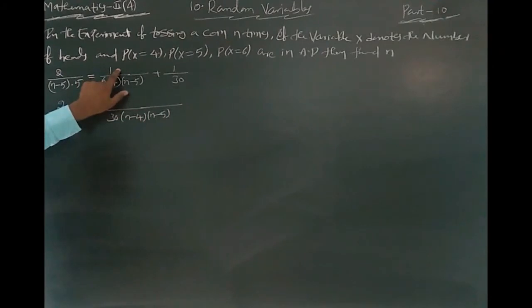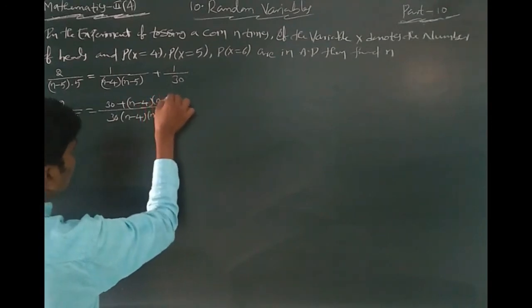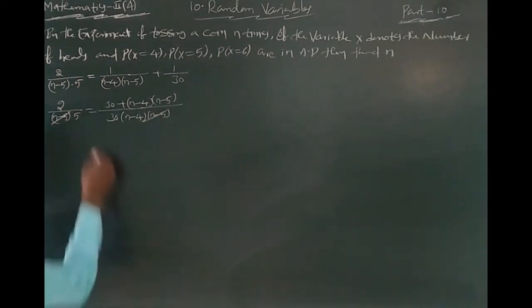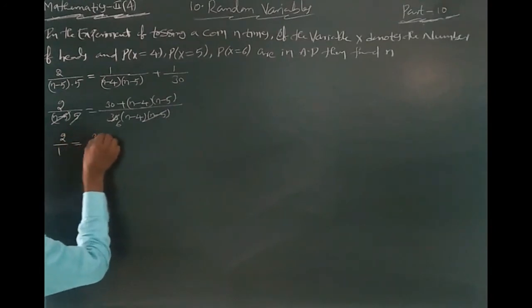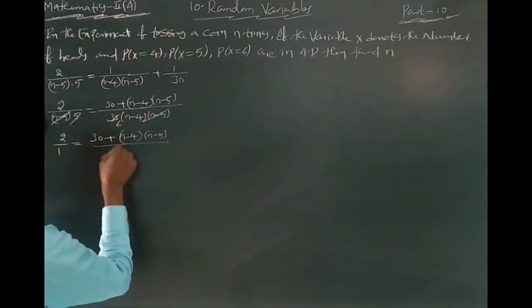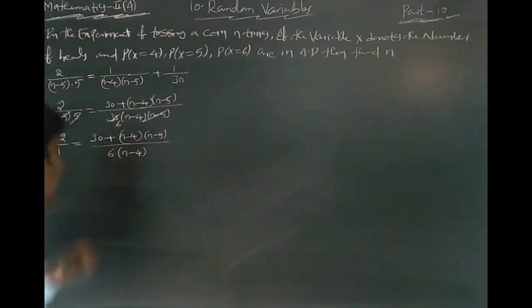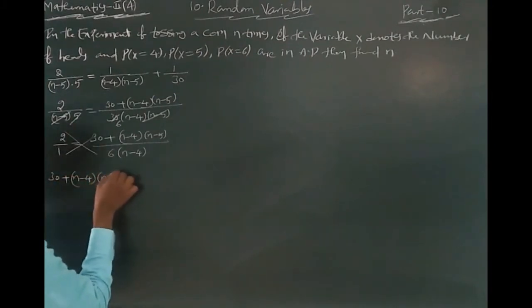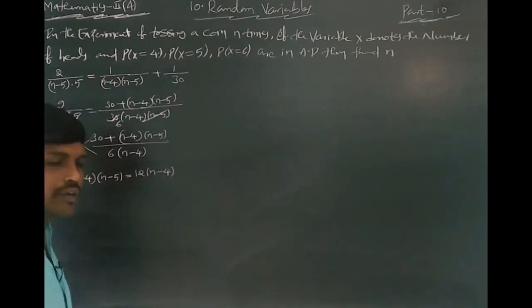After that, this one can be multiplied with 30 plus (n minus 4). This one multiplied with (n minus 4) into (n minus 5). After that, here (n minus 5) get cancelled. 5 ones are 5, 6 are get cancelled. What remains? 2 by 1 is equal to 30 plus (n minus 4) into (n minus 5) whole by 6 into (n minus 4). Remaining, cross multiply, you get 30 plus (n minus 4) into (n minus 5) is equal to 6 into 2, 12 into (n minus 4).